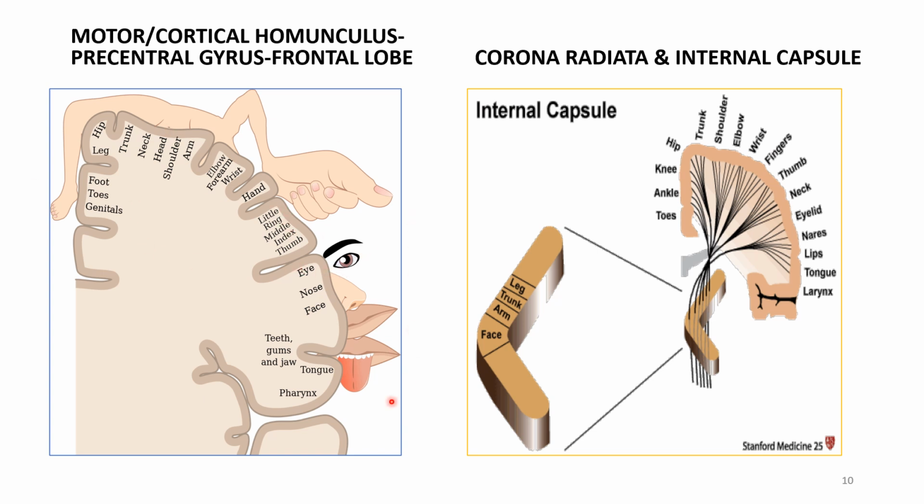From there, these fibers will originate, and they will enter into the corona radiata. So the black fibers are the corona radiata, and they will enter into the posterior limb of the internal capsule.